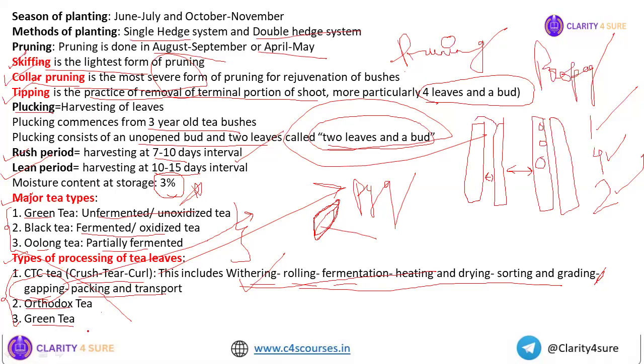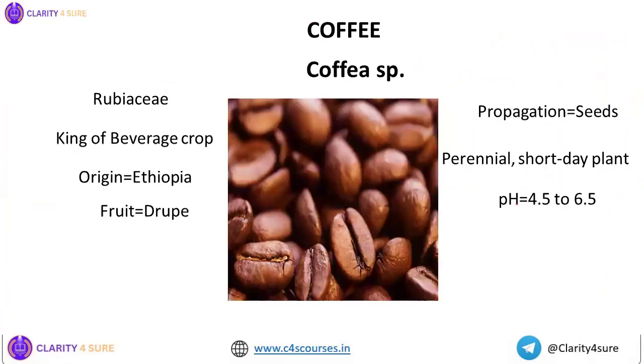Okay, so the next crop that we're going to go for is coffee. In coffee, the genus is Coffea, and there are two major species: Coffea arabica and Coffea robusta. Okay, these are the two major types of coffee. Then coffee belongs to the family Rubiaceae. Okay, and it is the king of beverage crops, right?